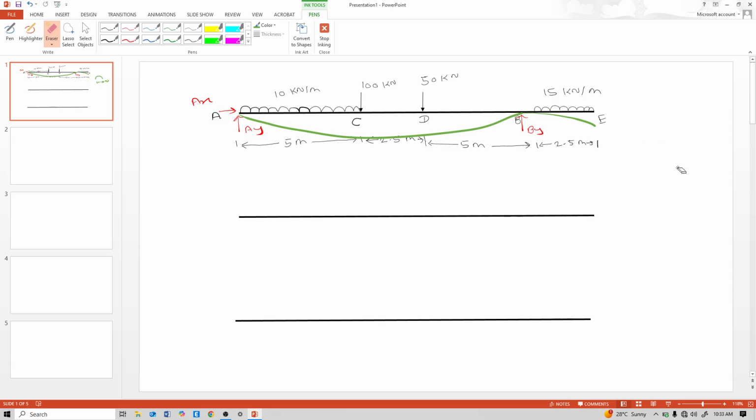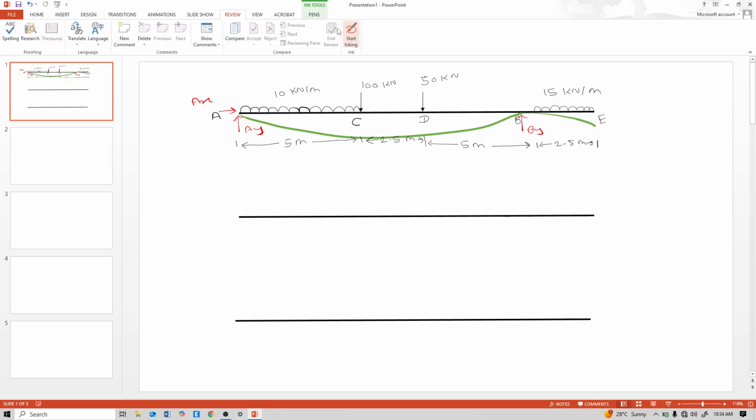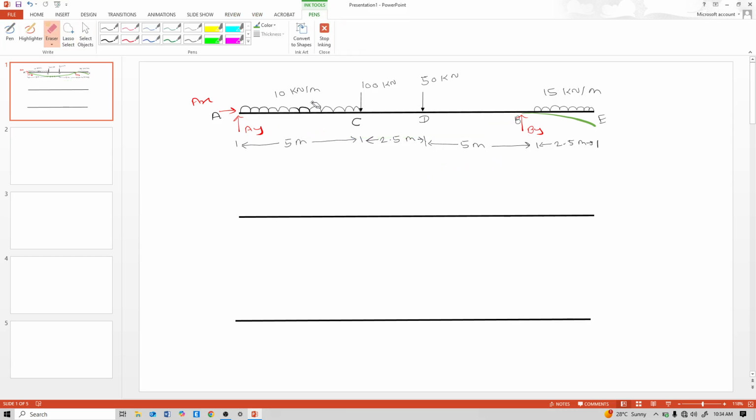That means this portion B is a hogging moment because the deflection is like this shape. And this portion A to B, this AB portion, has a deflection like this. That means sagging moment occurs on this AB portion.